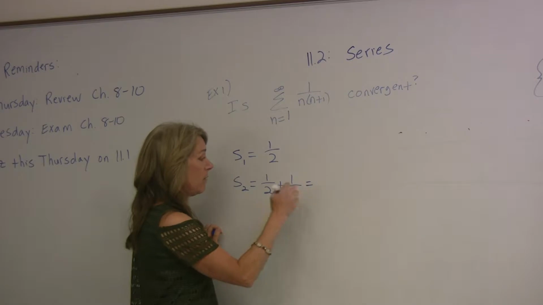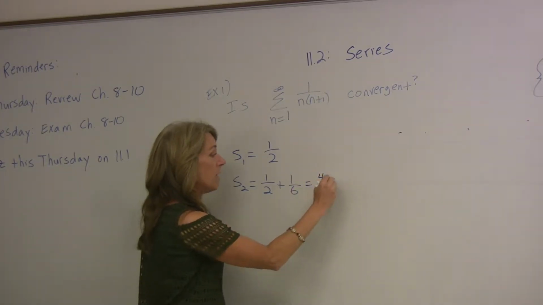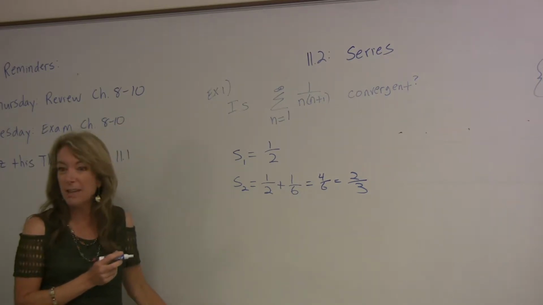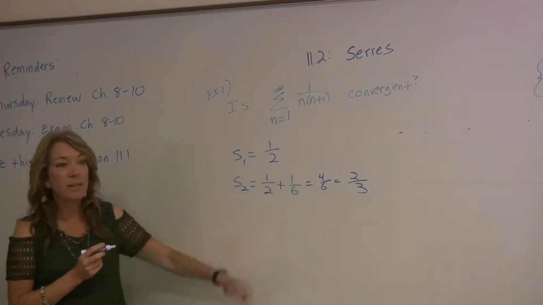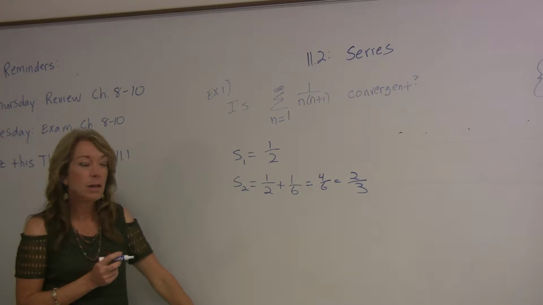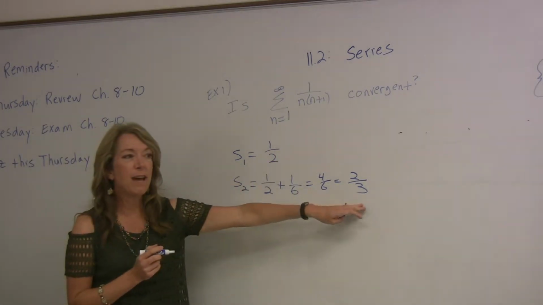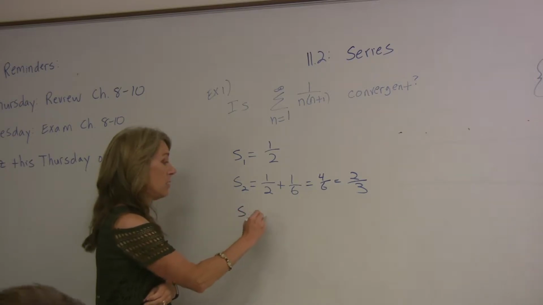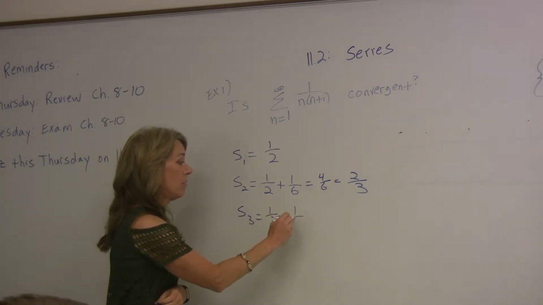You guys are already way faster than me. That's 4/6, so that's 2/3. I can get that, I have to get it in my head. You have to get a common denominator. 3/6 plus 1/6. So if I just add one term, I'm at 1/2. If I add two terms, I'm at 2/3. If I add three terms, 9/12.